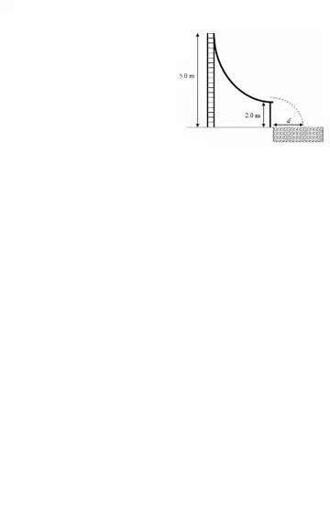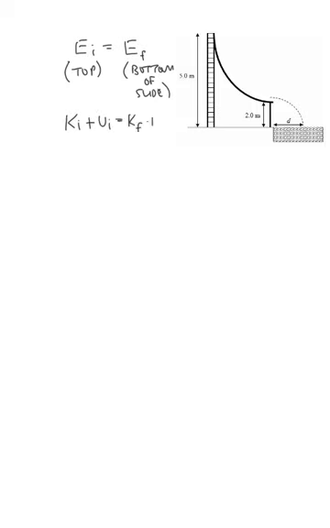So we're going to set up the conservation of energy equation. E initial is equal to E final. Let's define where those two things are. The E initial is at the top, and the E final is at the bottom of the slide. It's not at the very bottom, like when she hits the water, but it's at the bottom of the slide. So we can say K initial plus U initial equals K final plus U final.